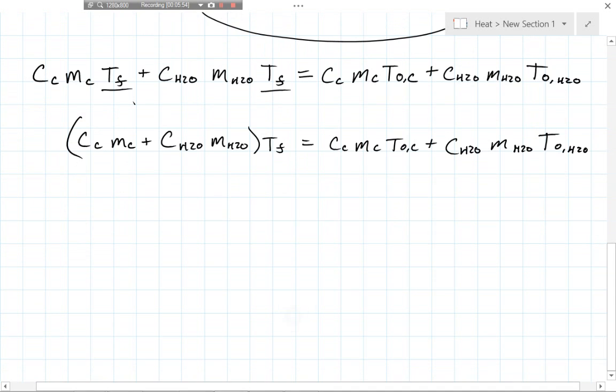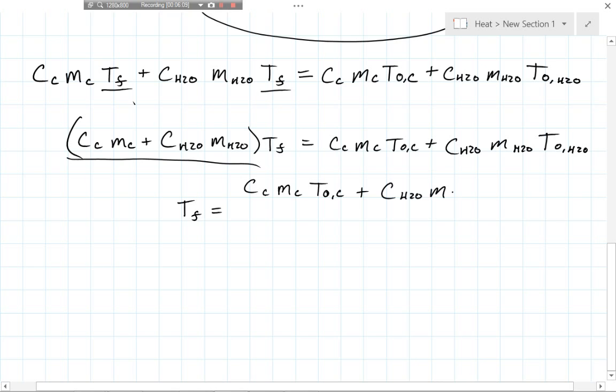So to solve for the final temperature, I divide off this term right here. If I divide this, then I'm going to see that the final temperature is equal to the specific heat of the Coke times the mass of the Coke times the initial temperature of the Coke plus the specific heat of the water times the mass of the water times the initial temperature of the water.